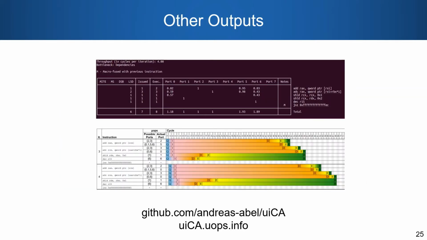In addition to throughput predictions, our tool can also generate a table that contains the actual port usages of each instruction in the benchmark and also some other information. It can also output a timeline that shows what happens in each cycle. The source code of our tool is available at GitHub, and you can also find an online version of the tool at uiCA.uops.info.